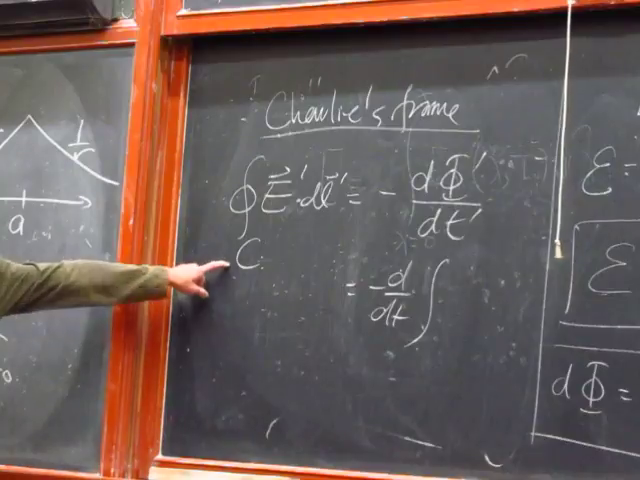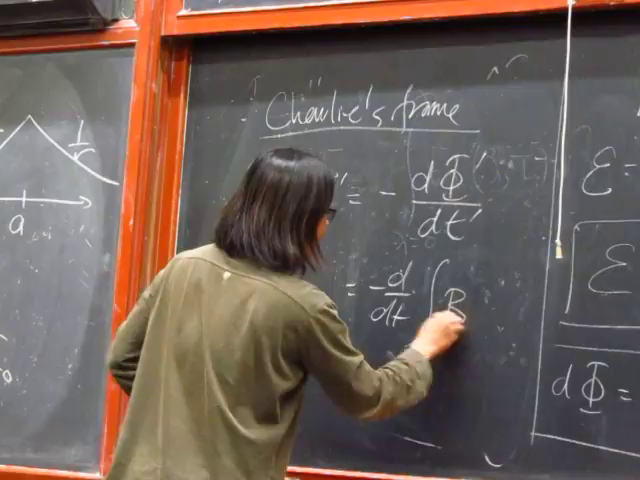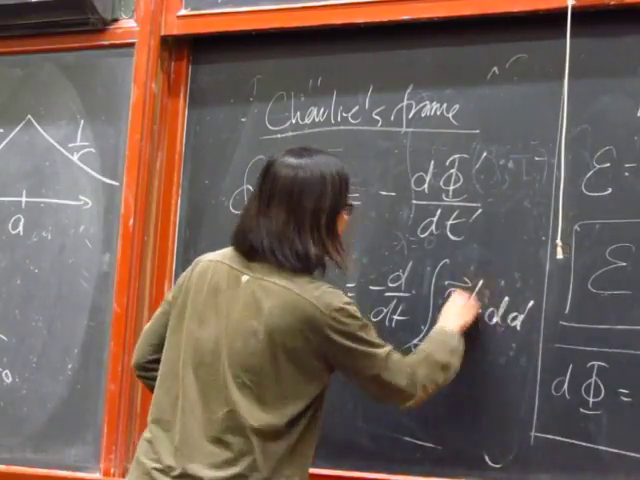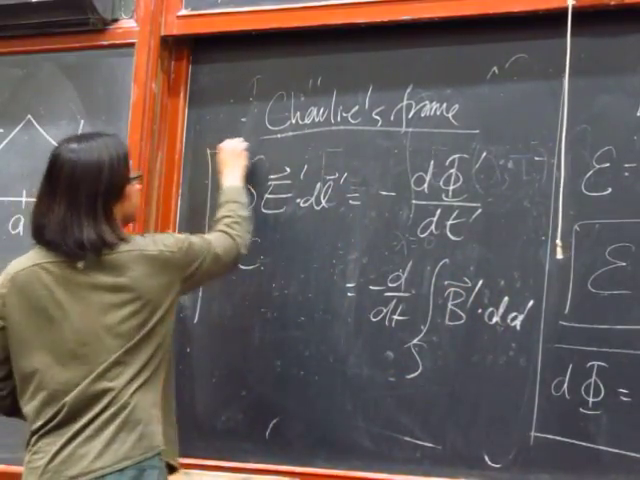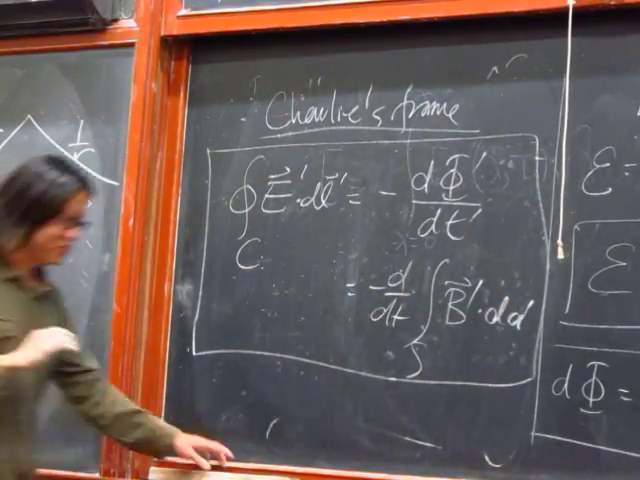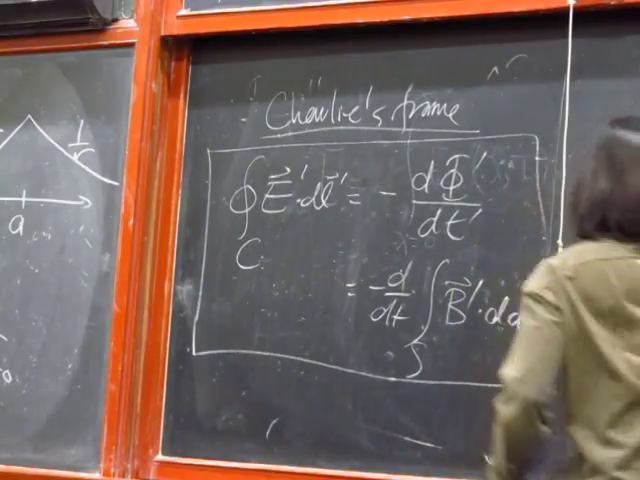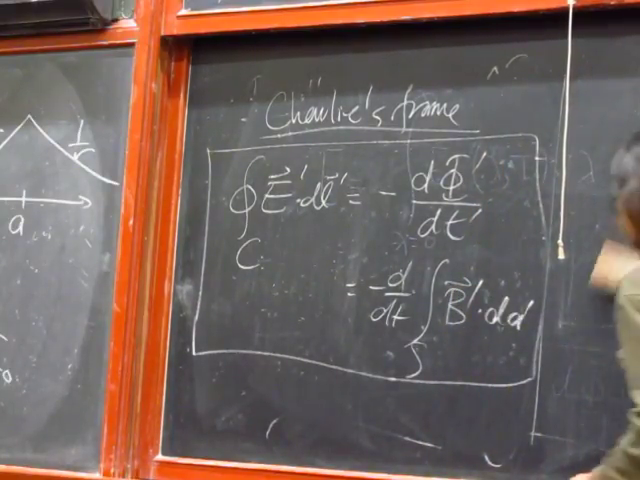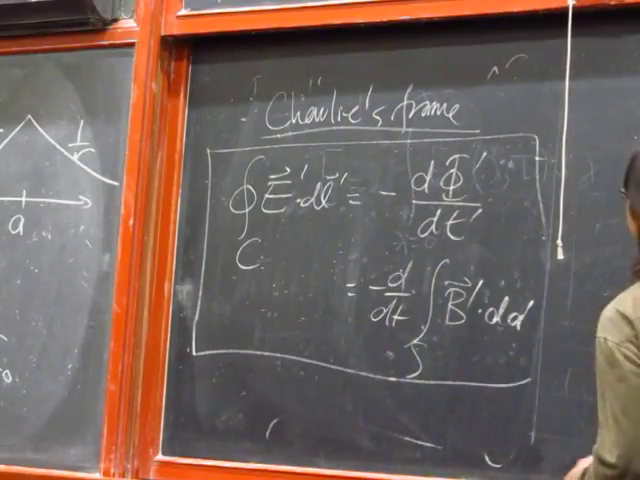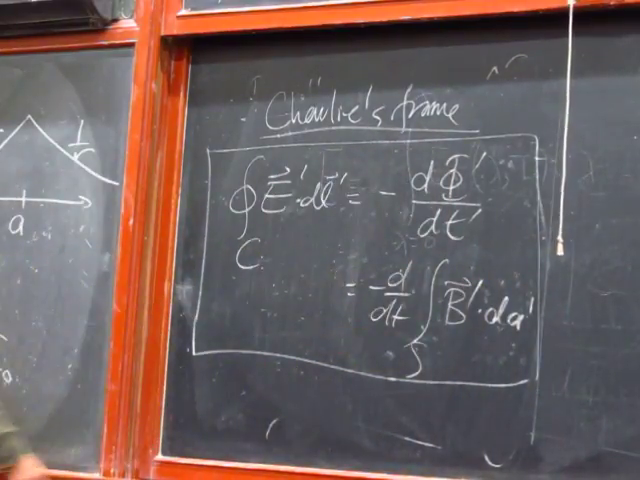This is an integral over any loop. This is the loop that Charlie saw, over the surface of dA, all with the prime. This is what Charlie saw. So I'm going to do this completely backwards from Purcell. You have this equation, and you have that equation.